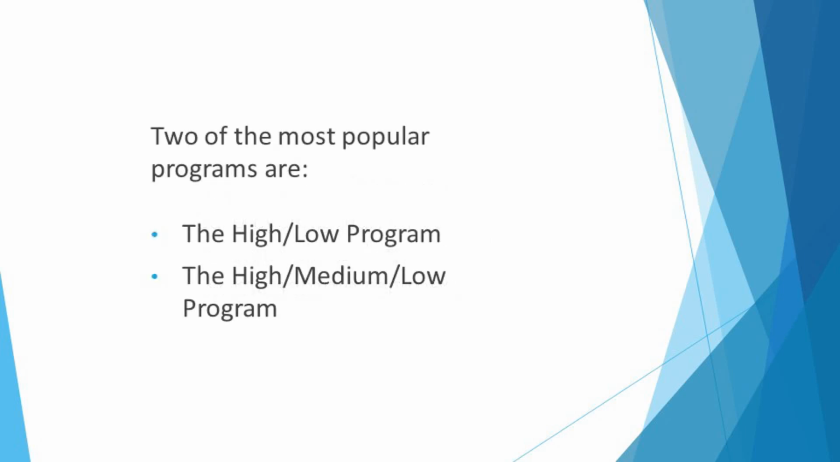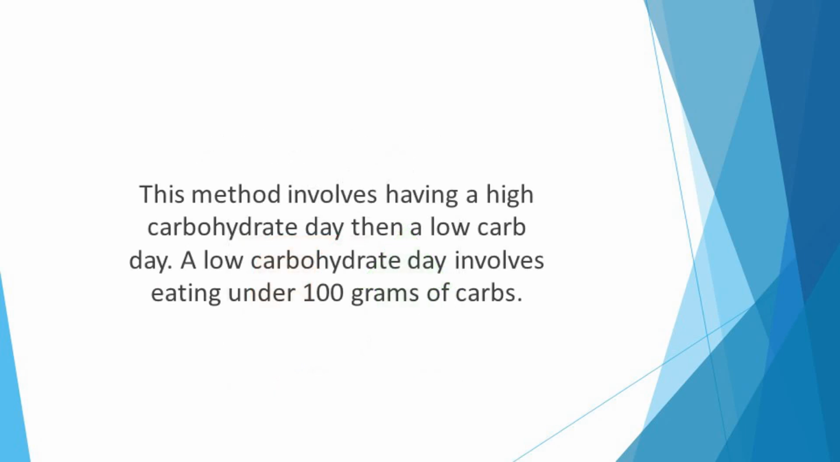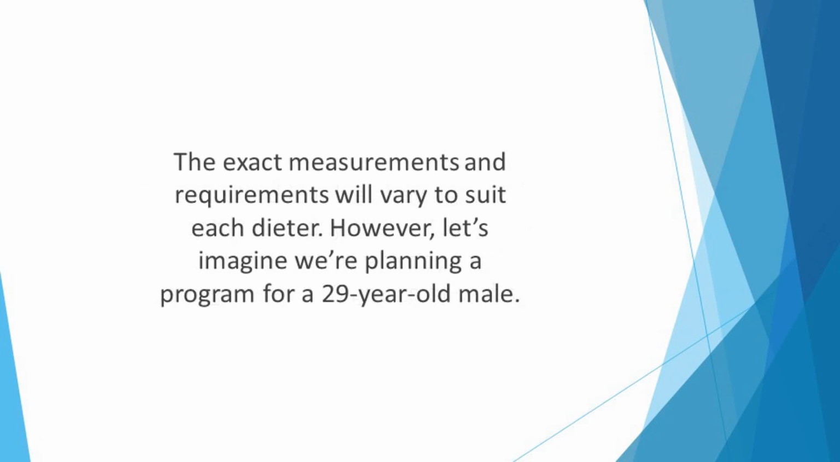Two of the most popular programs are the high-low program and the high-medium-low program. Let's look at the high-low program first. This method involves having a high carbohydrate day, then a low carb day. A high carbohydrate day involves eating more than 150 grams of carbs. A low carbohydrate day involves eating under 100 grams of carbs. The exact measurements and requirements will vary to suit each dieter.